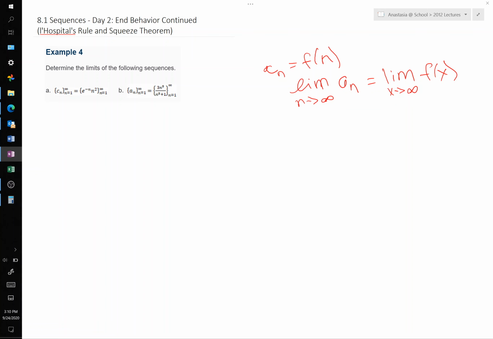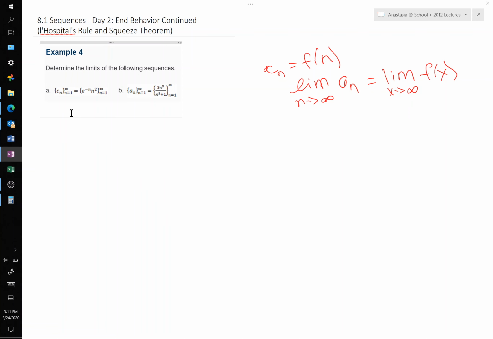So this is mostly a notational thing, but it's important theoretically to switch from a discrete function, one that's only evaluated or only defined for n being integer values, to a continuous function so that then you can differentiate like you need to do with L'Hopital's rule.